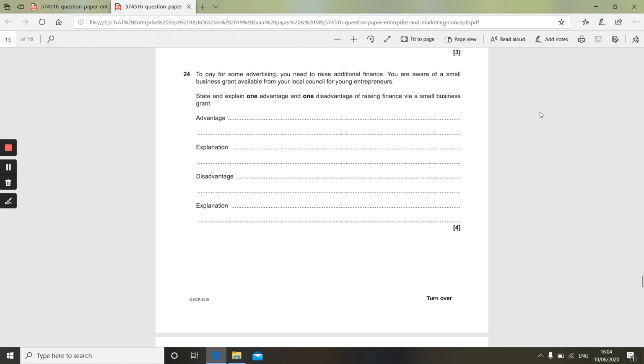So if you are having a grant, what is going to be good for that? Do you have to pay it back? Do you have to pay interest? Can anybody apply for a grant? Is it likely to have some kind of restrictions attached to it? You know, is there going to be a long application process, etc.? So have a think about some of those factors when you are answering that question.